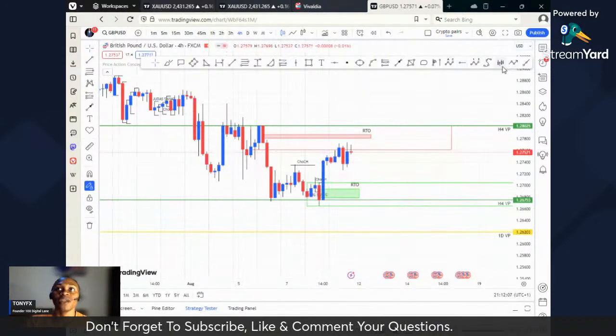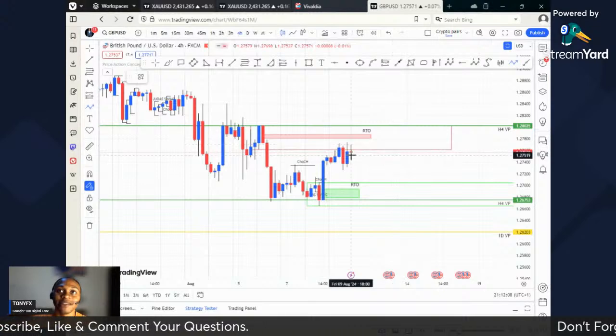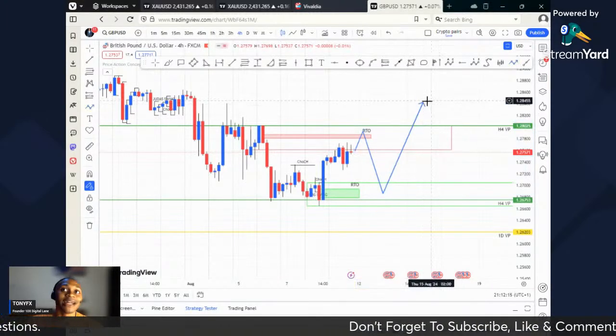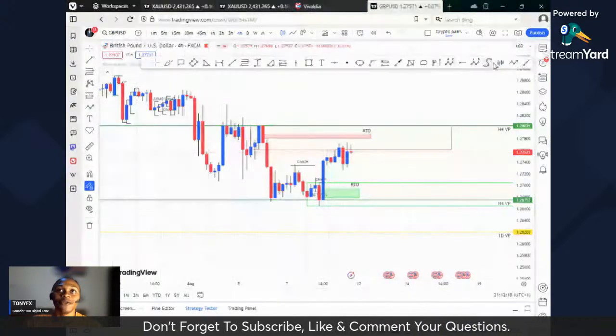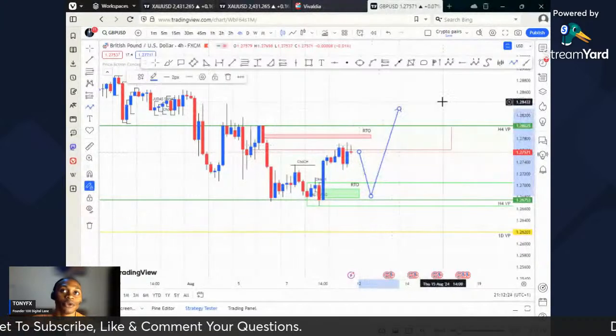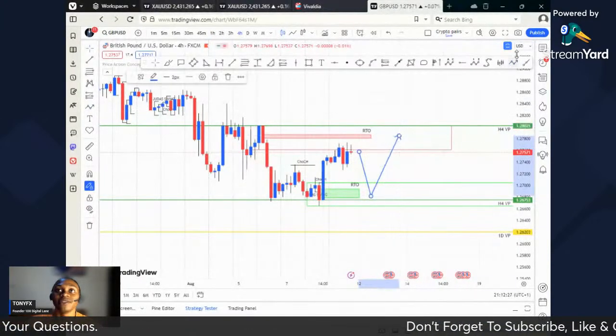So it is still possible that GBPUSD can go up from here, or the inverse could be the case. You can expect GBP to go down first before it goes up. That's what I see currently for GBPUSD.